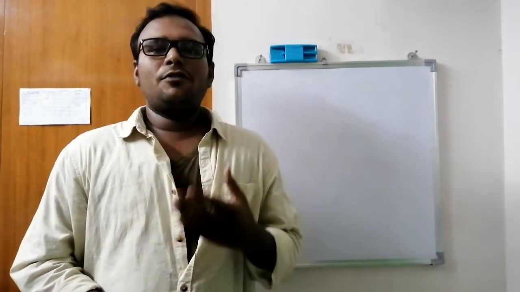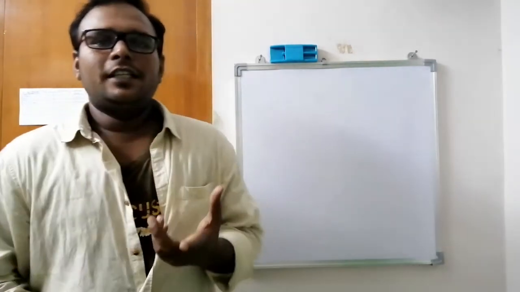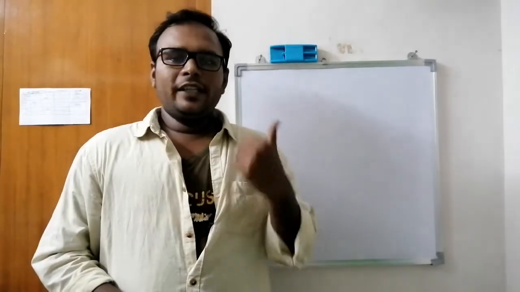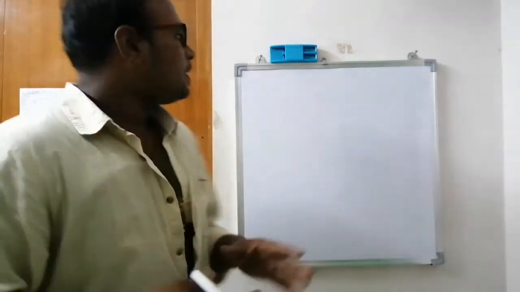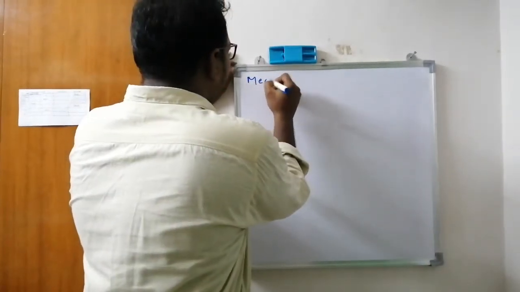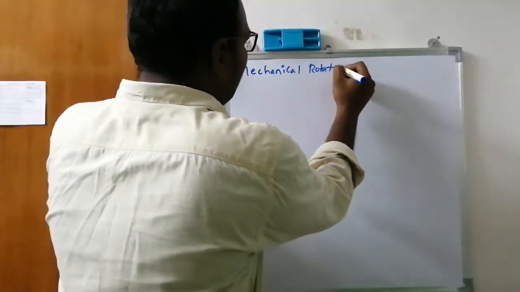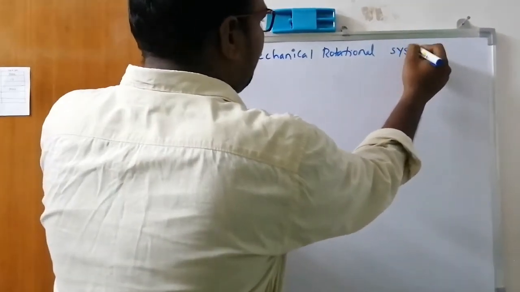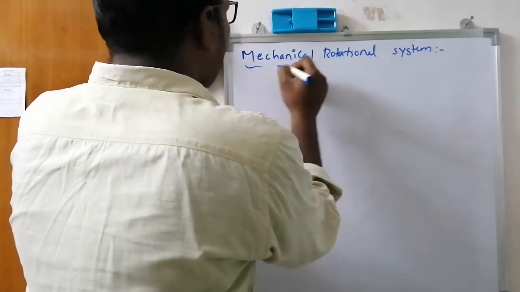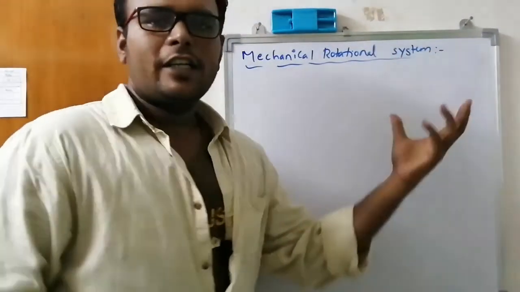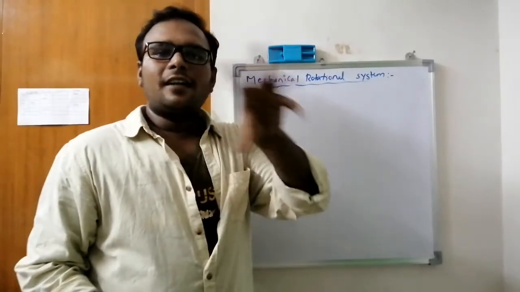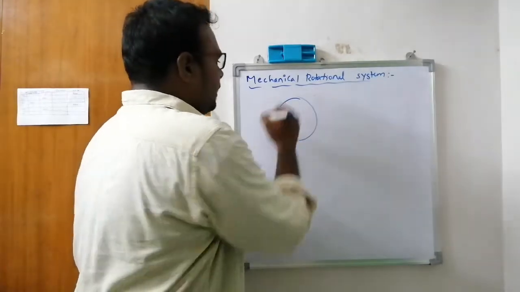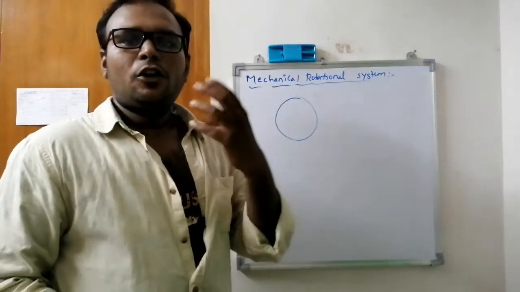So in the last video we discussed an example problem for the mechanical translation system. In this video we are going to discuss the mechanical rotational system. Before going into it, the movement of systems along a circular path like this is known as a mechanical rotational system.